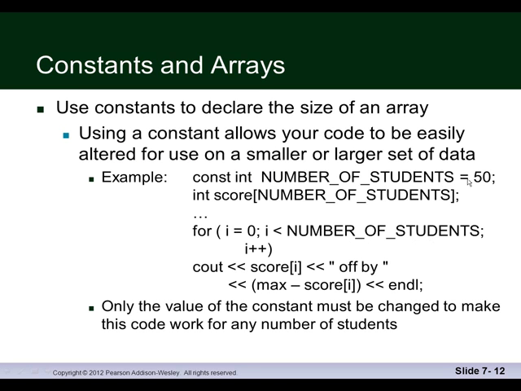So if I change this to 100, automatically I'm going to create 100 scores, and I'm going to go from 0 to 99. You okay with that?